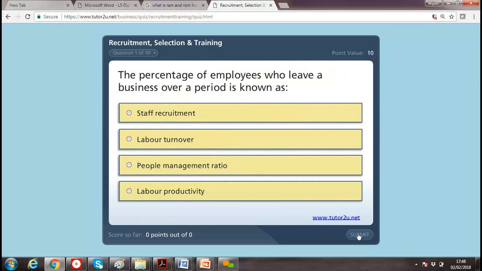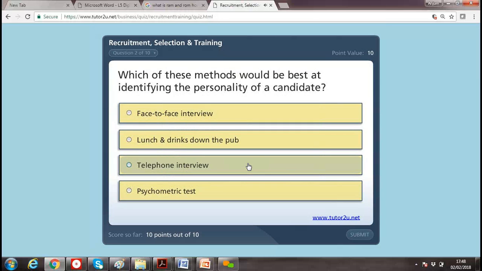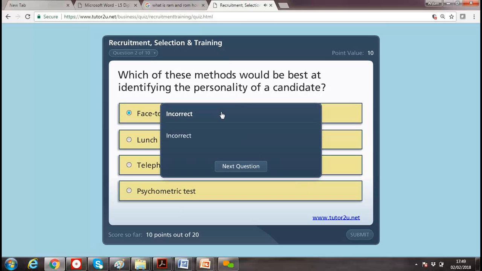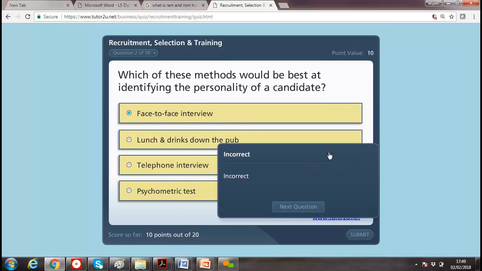So, the percentage of employees who leave the business over a period is known as labor turnover. Well done, correct, great. Which of these methods would be the best to identify the personality of a candidate? If we want to identify the personality of the candidate, face-to-face interview, good. Face-to-face interview. Psychometric test. So we'll go through this.